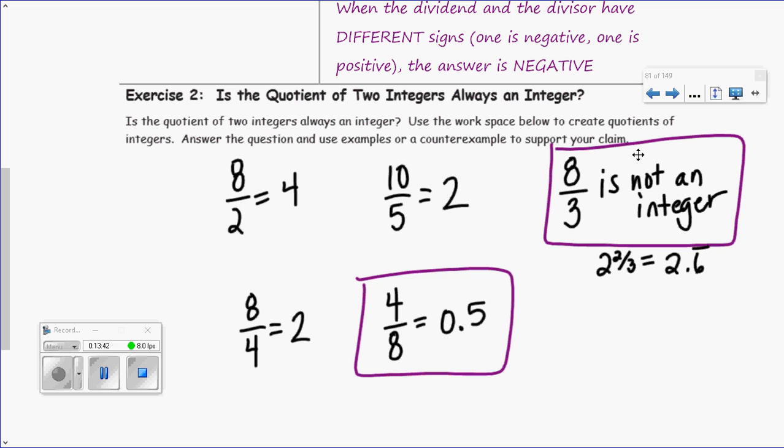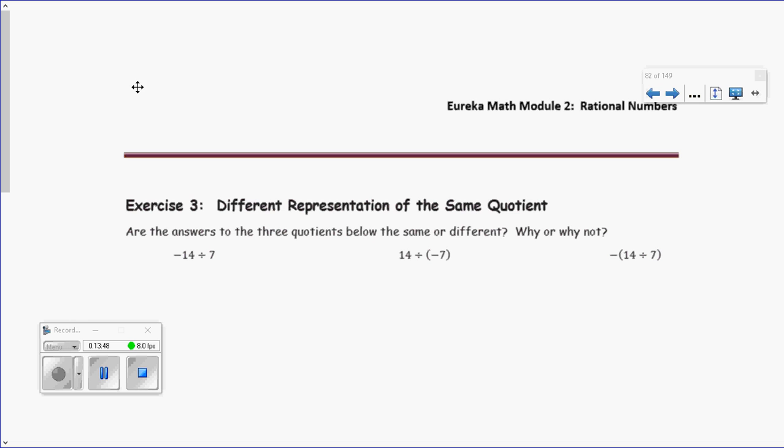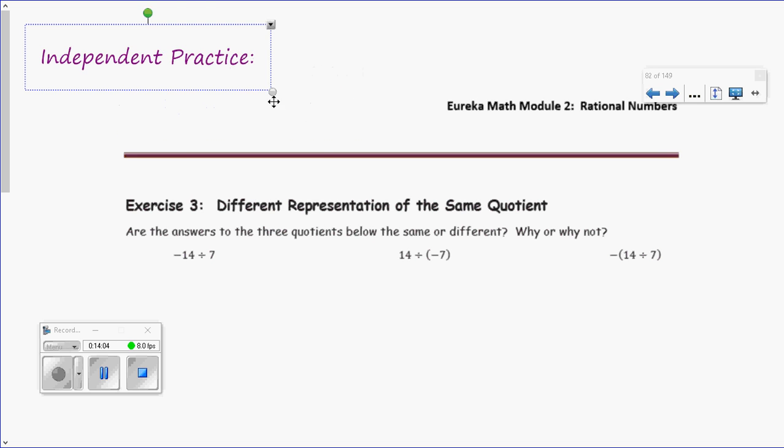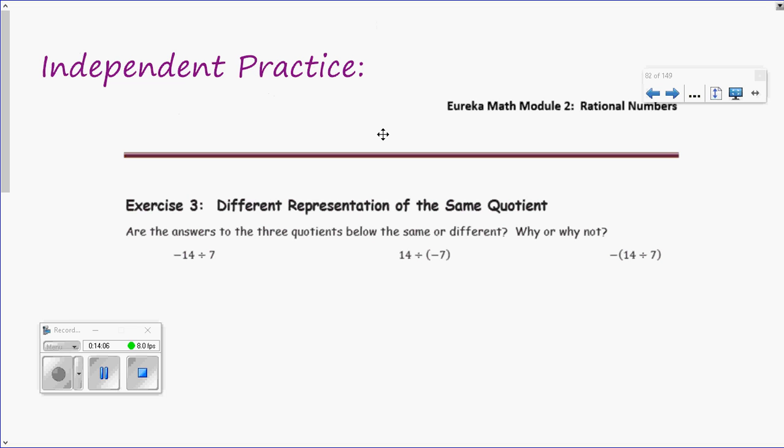All right, on page 75, you see exercise 3 and the summary. That's going to be a part of your independent practice. You could always get a head start on that, of course. I know that you can do these 3 problems. They're just asking, are the answers all the same or different? So you could answer all 3 and see what happens. But it's going to be a part of independent practice as well as your summary. And then, of course, the actual independent practice page, which is on 76.